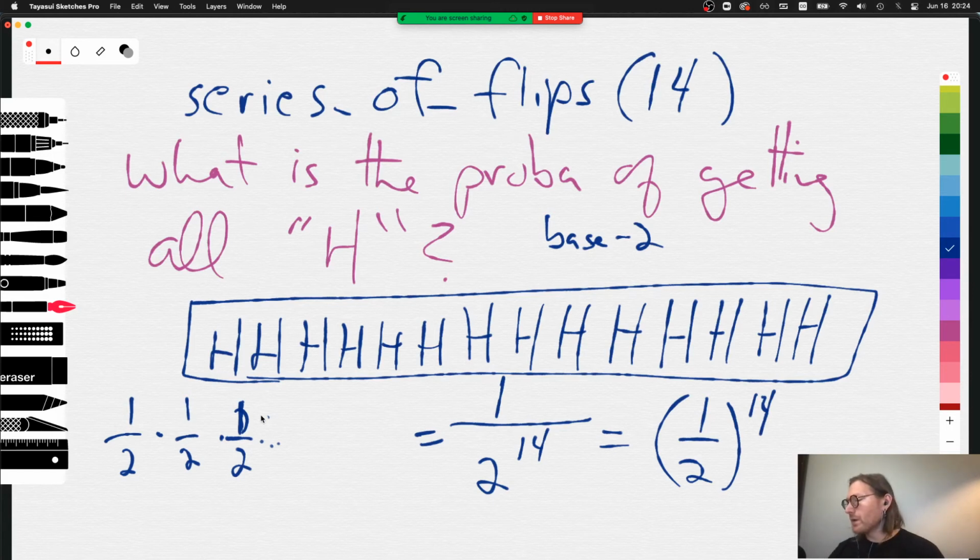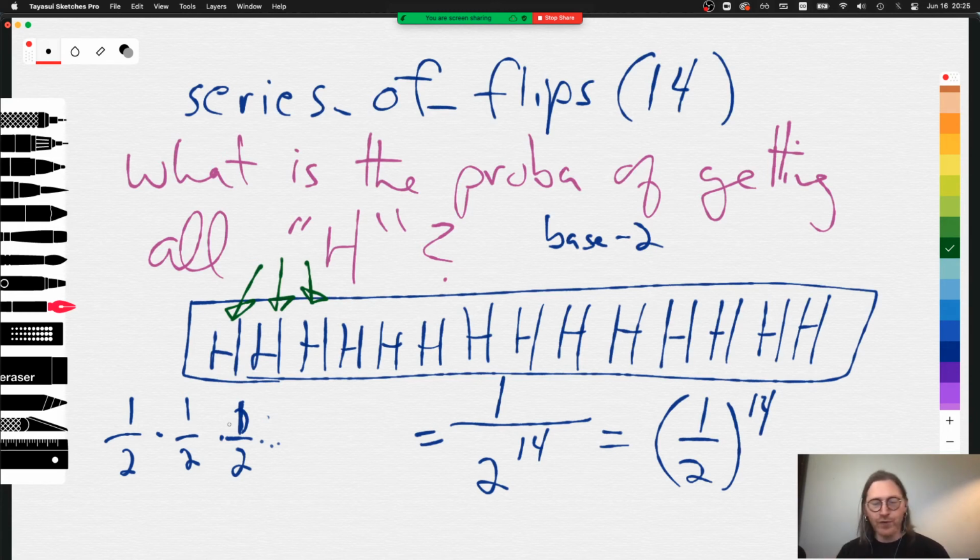And so the implication here is that this first flip, this first heads that we get, does not affect the second heads, does not affect the third heads, and so on. These are all independent from each other. And we can take this further. How do we answer the question, what is the probability of getting all heads in 4 flips? Well, that's just 1 over 2 to the 4th, right?